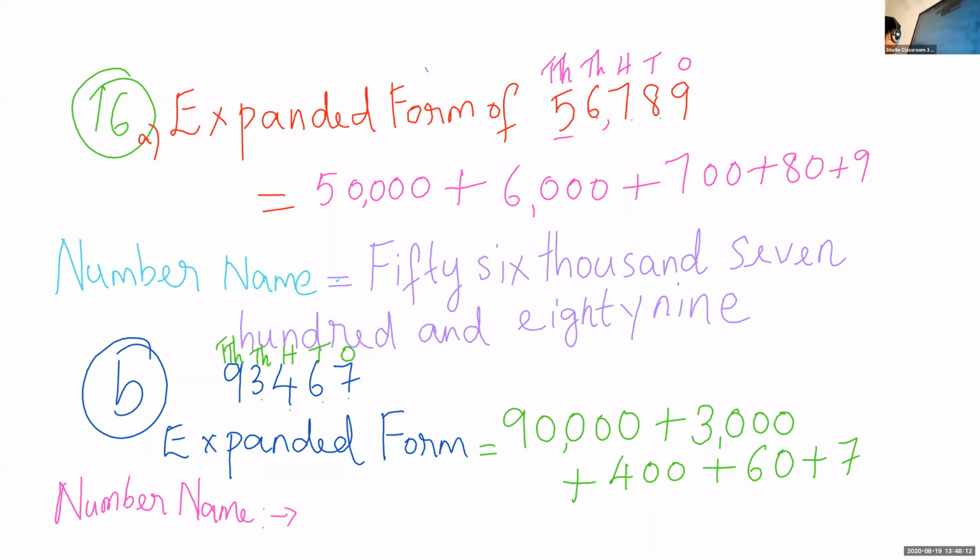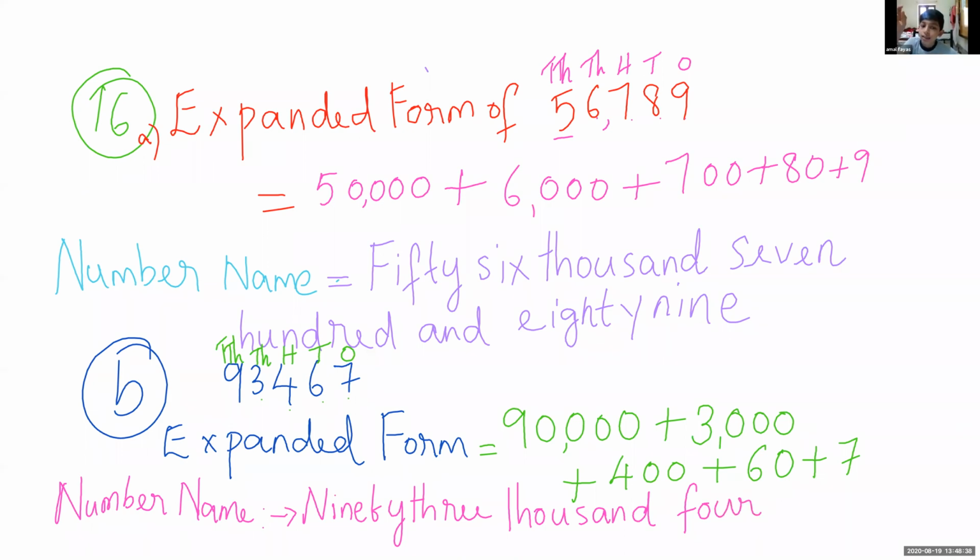How will you read this number? 93,000. Very good. 93,000. 400. 93,000. Now one more. Okay, Amal, you can continue, yes. 93,000. 400. 67. 467. All the children, please check your spelling and write correctly.